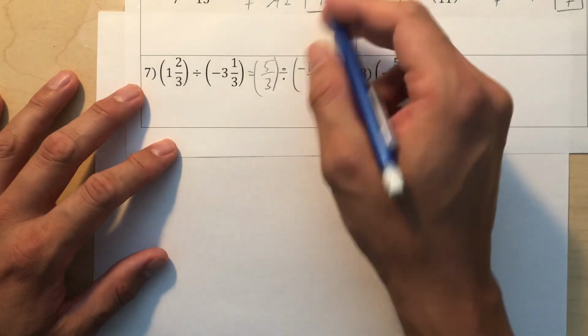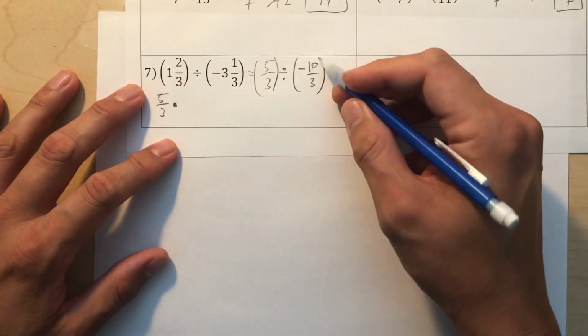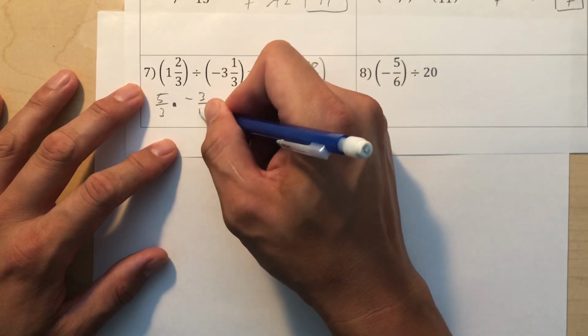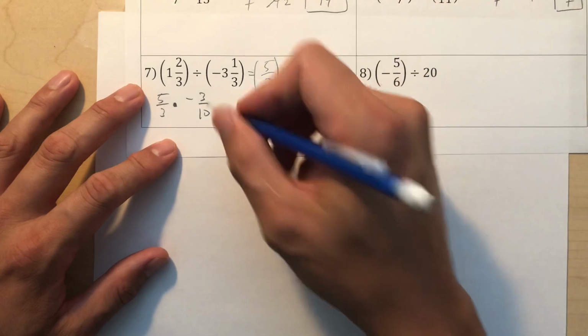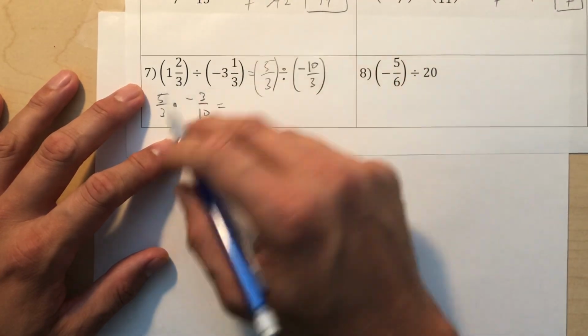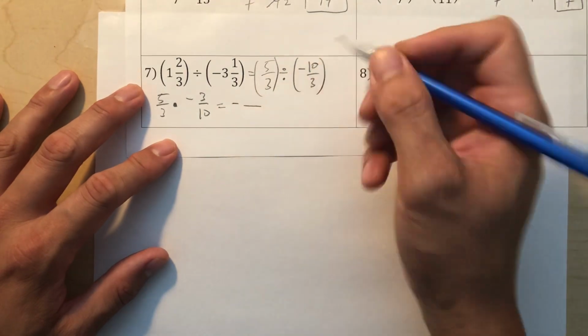Now I'm gonna do keep, change, flip. So I'm gonna keep the first fraction as is, change it to multiplication, and flip the second fraction, negative 3 over 10. Again, a negative doesn't matter where it goes, okay? Just know the second number is negative. That means that when you multiply a positive times a negative, my answer is gonna be a negative, okay? So let's go and do that now.